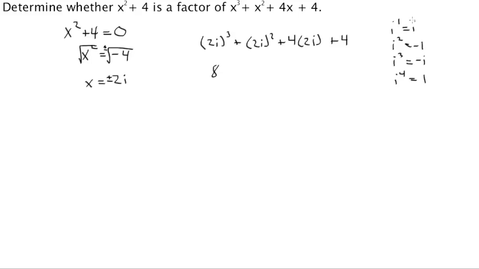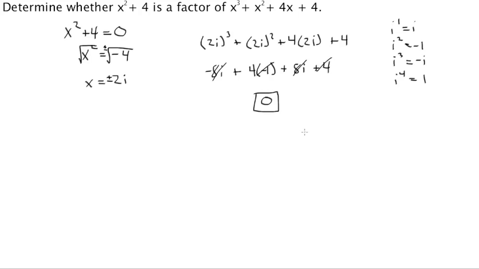So i to the fifth, you start over all again. So i cubed in this case is going to be negative i, so I'm going to write this as negative 8i plus, all right, 2 squared is 4. i squared we just said is negative 1, so go ahead and write that as negative 1, plus 4 times 2i, so that's just going to be 8i plus 4. So let's see here, I have a minus 8i here, a plus 8i here. Those cancel out. I have a negative 4 here, and a positive 4, so those cancel out. So everything's gone. I'm left with 0.